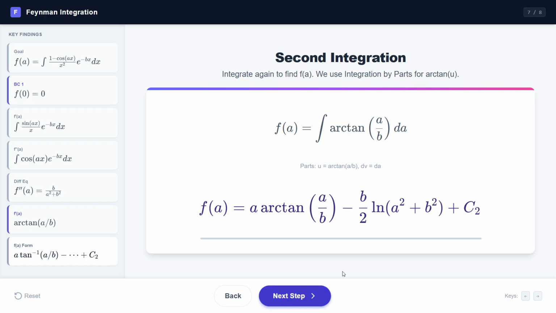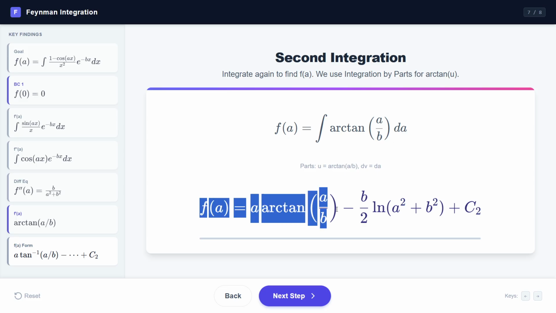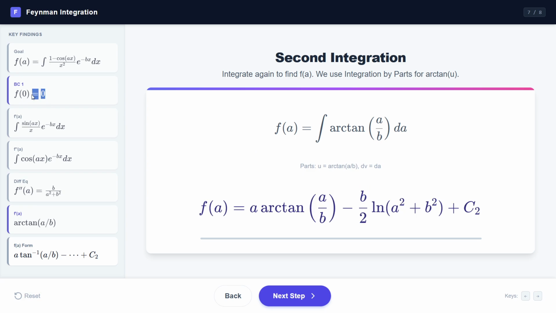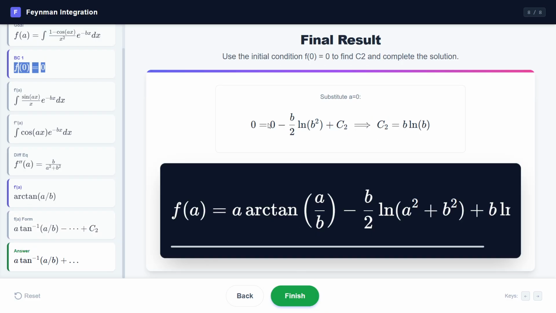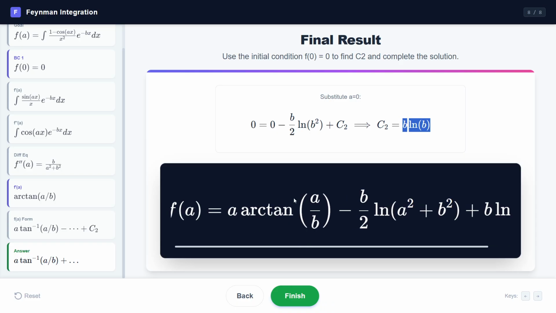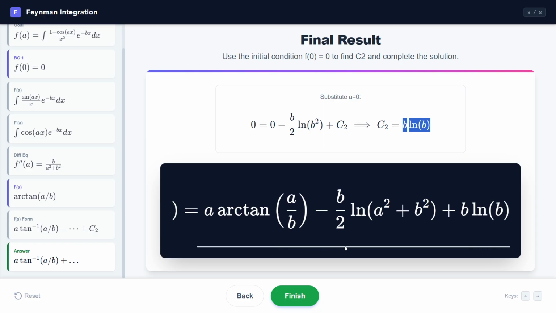All right, so here is, we almost have f of a. Now we just need to use the fact that f of 0 is equal to 0 to find our constant of integration. So f of 0 is equal to 0 implies that negative b over 2 natural log b squared plus c is equal to 0, which means that c2 is equal to b natural log b. And we finally have our closed form expression for our original integral that we started with. And this is it right there.